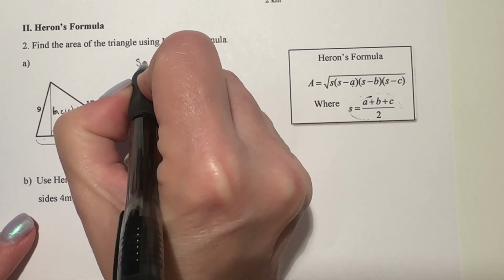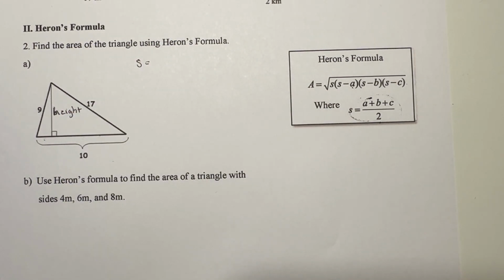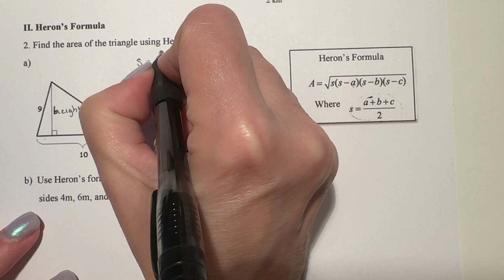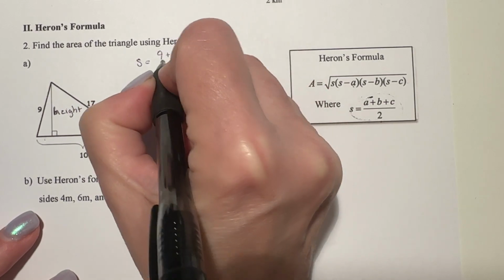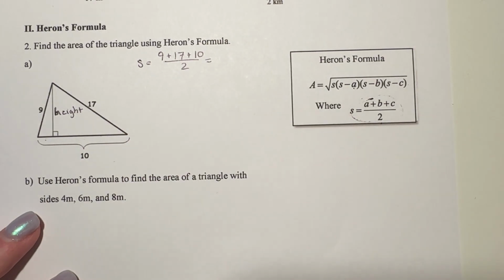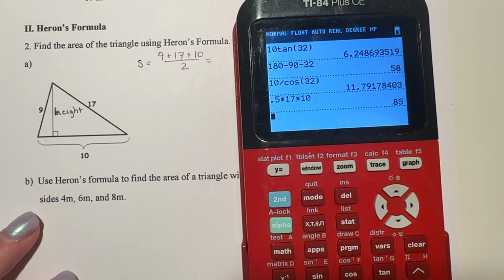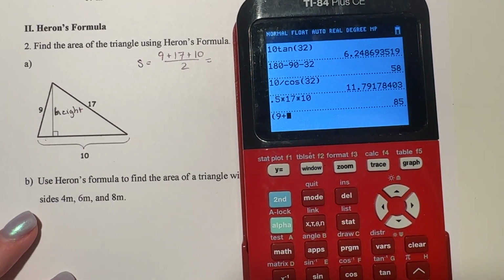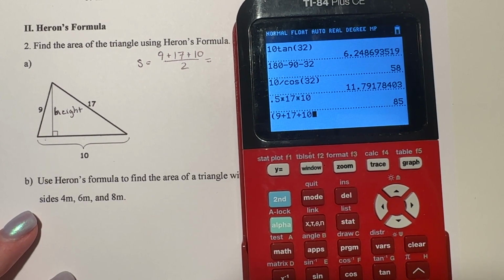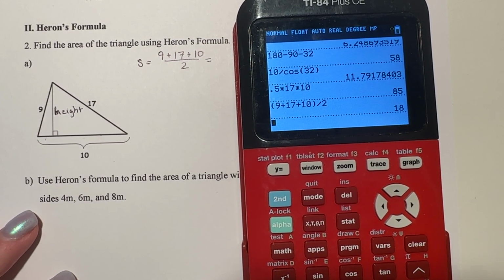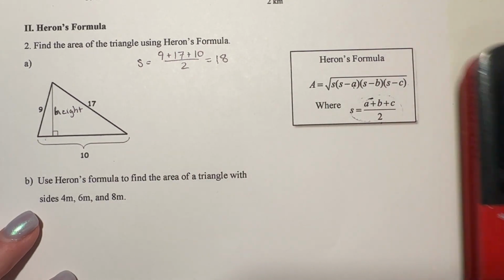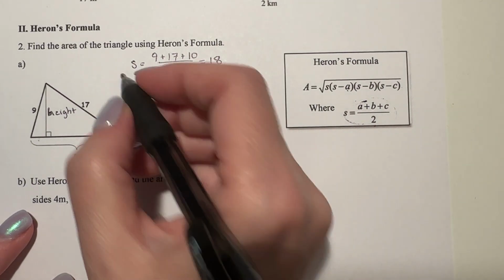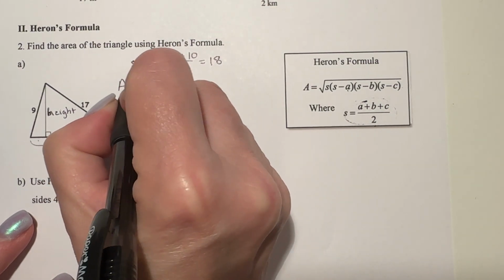So first thing you're going to do is you have to find S. So S is the sum of the 3 sides divided by 2. So let's go take our calculator and let's do that. So I have 9 plus 17 plus 10 divided by 2, and that gives me 18 as my value for S.